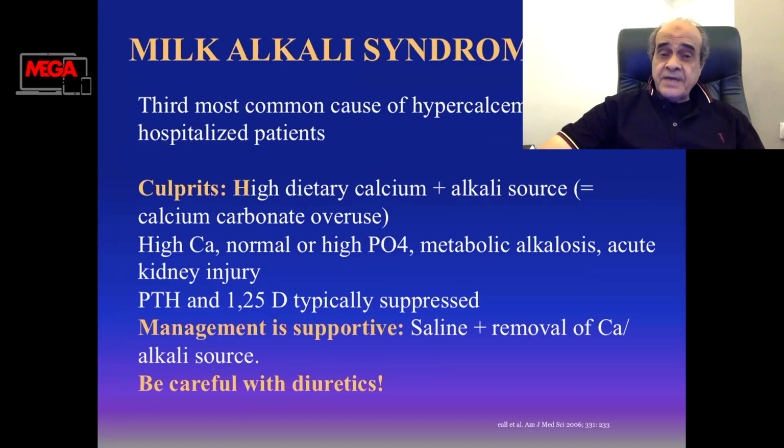High dietary calcium plus an alkali source with calcium carbonate overuse, high calcium, normal or high phosphate, and metabolic alkalosis can cause nephrotoxic kidney injury. Parathyroid hormone and 1,25 vitamin D are typically suppressed. Management is supportive: saline, removal of the alkali source, and be careful with diuretics if your patient is volume depleted.